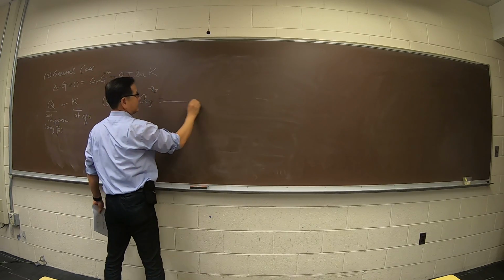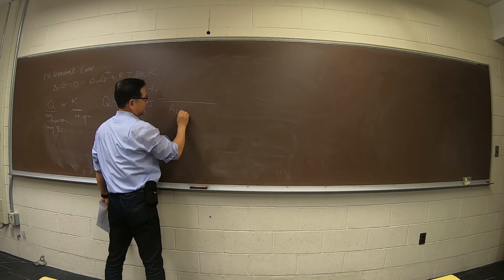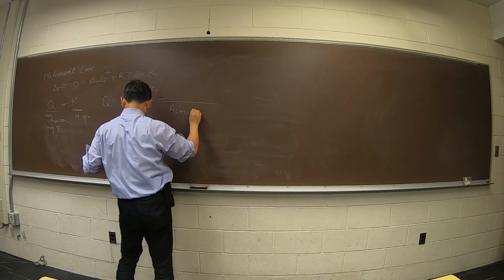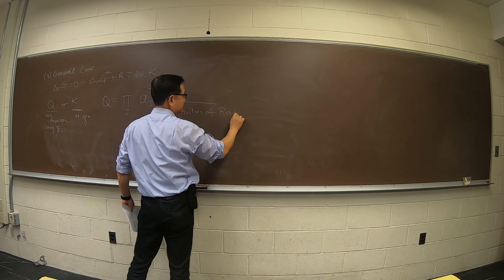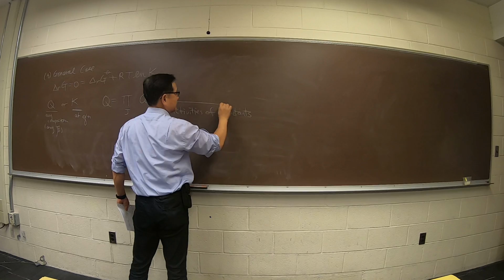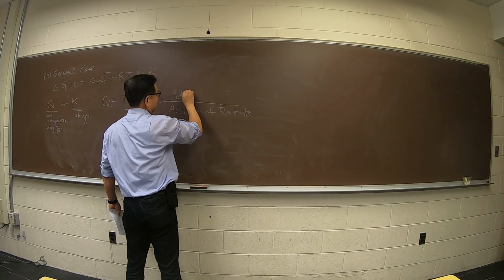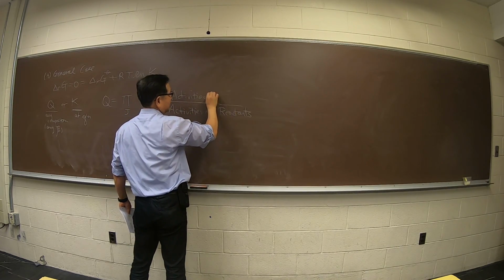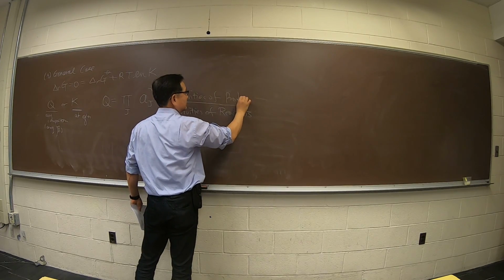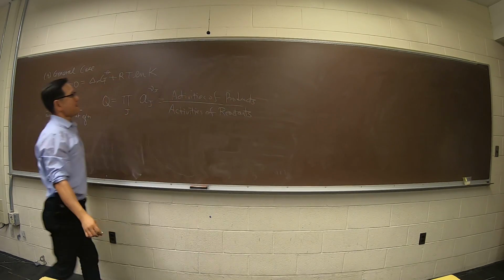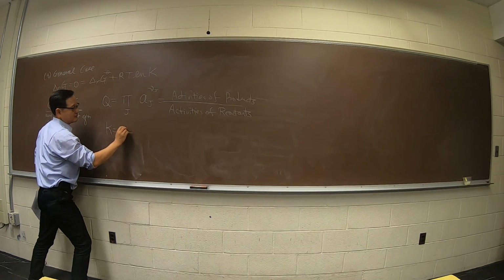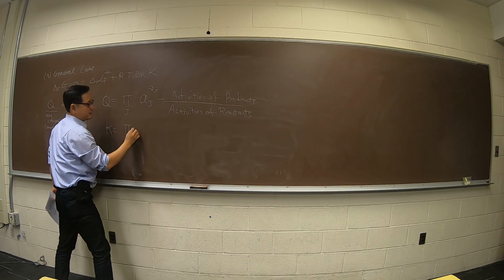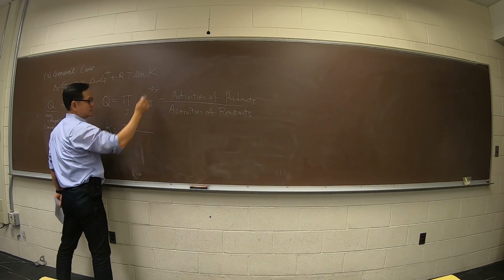So they just call it the activity of reaction, the activity of products. And then I guess K is nothing but the same operation, the ratio of the activities of reactants at the bottom, and the products go to the top.